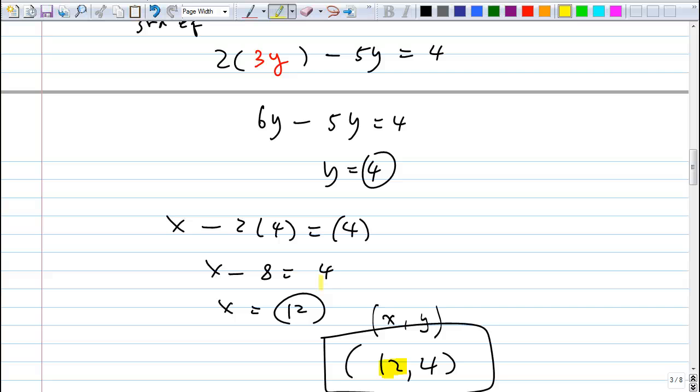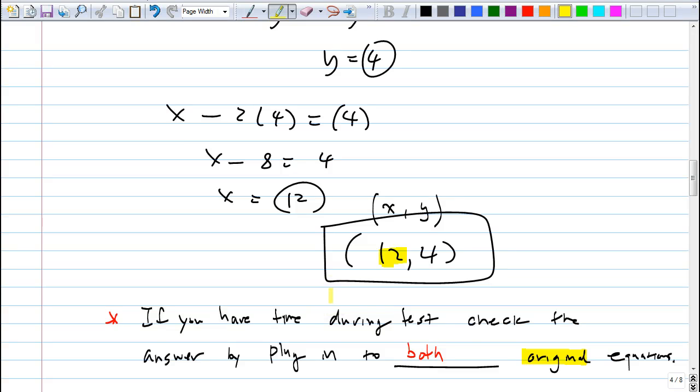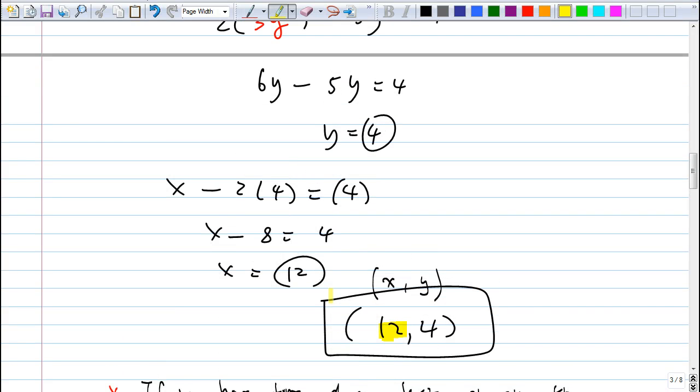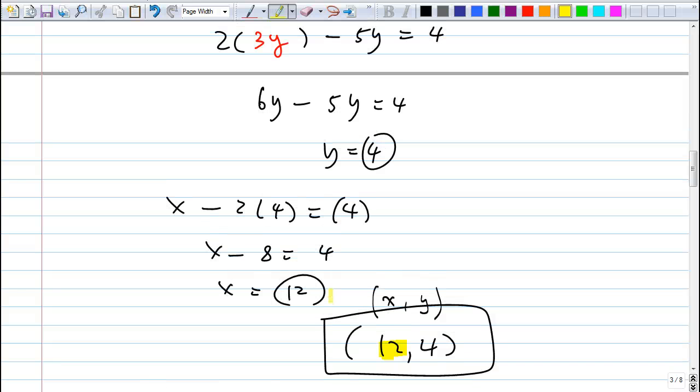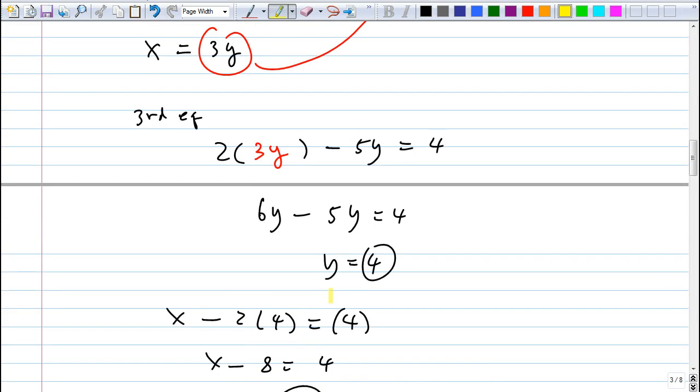Is this easy? Do you like this method? Yeah. Okay, so here we go. Let's try some more. Oh, by the way, if I wanted to check the answer, is it good enough to check 12, 4, plugging that into only one of the equations? How many people think that it's okay to just check, if you wanted to see whether or not you have the right answer? Could I plug in 12 comma 4 into the first equation only?